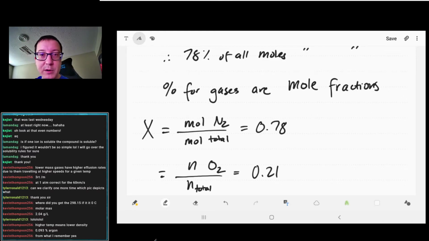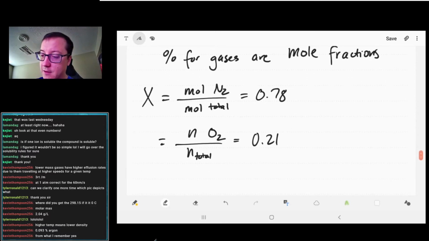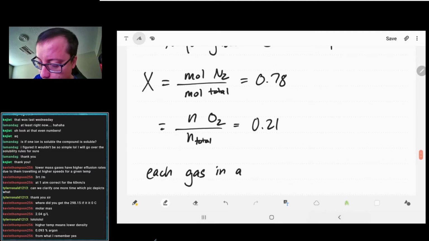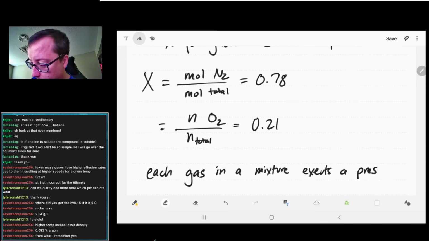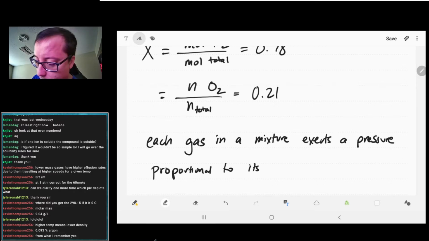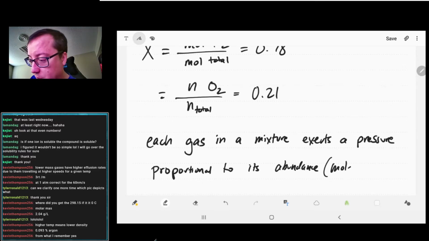So percents for gases are always going to be given in mole fractions, unless otherwise stated. And because all these things relate to moles with our ideal gas law, we have another important fact here. Each gas in a mixture exerts a pressure proportional to its abundance. That would be mole fraction.